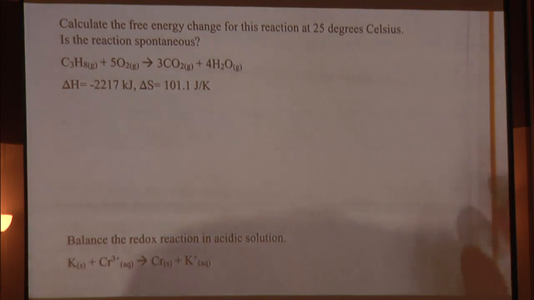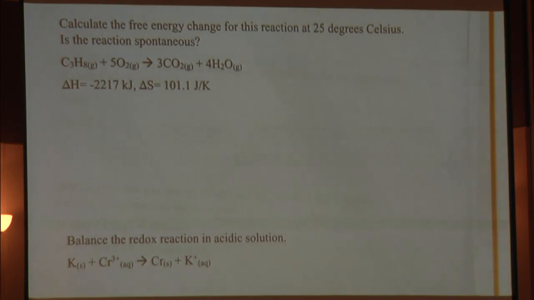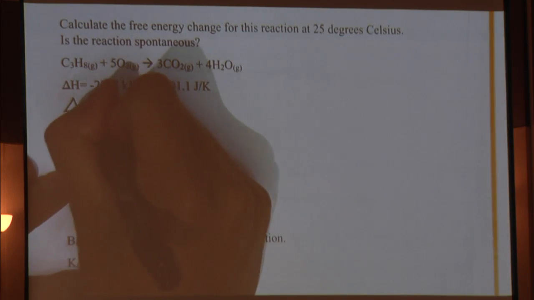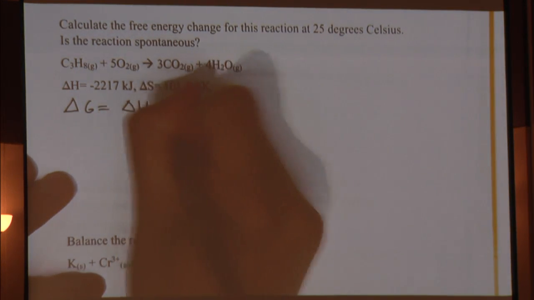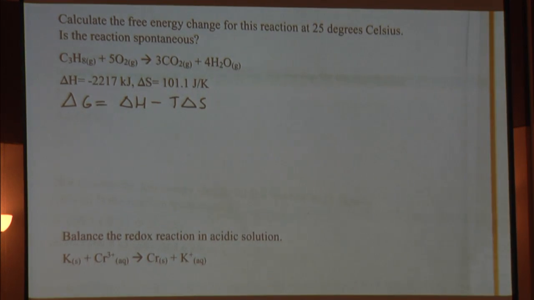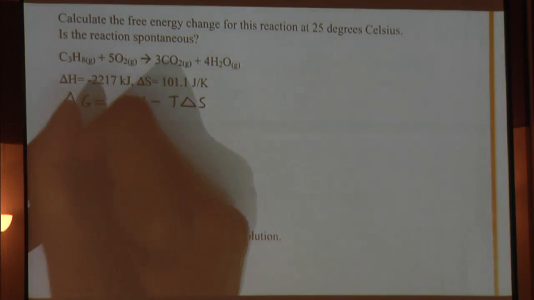Now we're moving into thermodynamics. So we need to calculate the free energy change for this reaction at 25 degrees Celsius. And we also need to know if this reaction is spontaneous or not. So let's start by writing out the formula for Gibbs free energy. Delta G equals delta H minus T delta S. And so from here, we can just plug in our numbers.